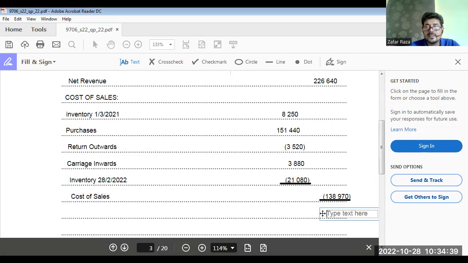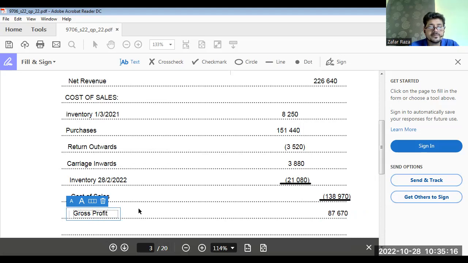And revenue minus cost of sales, you'll get the gross profit. How much? 226,640 minus 138,970. 87,670 is your gross profit. This is gross profit. Done?